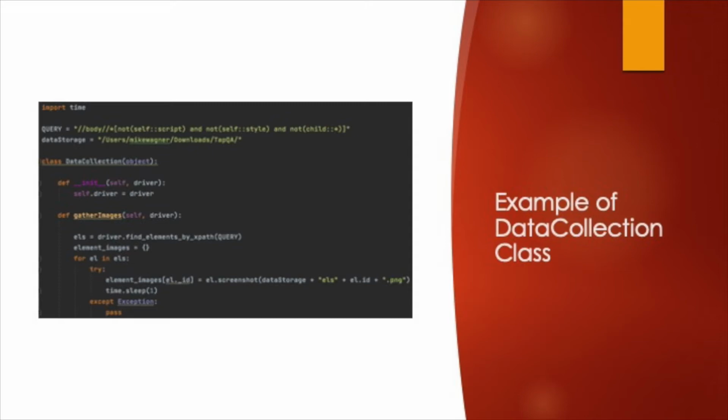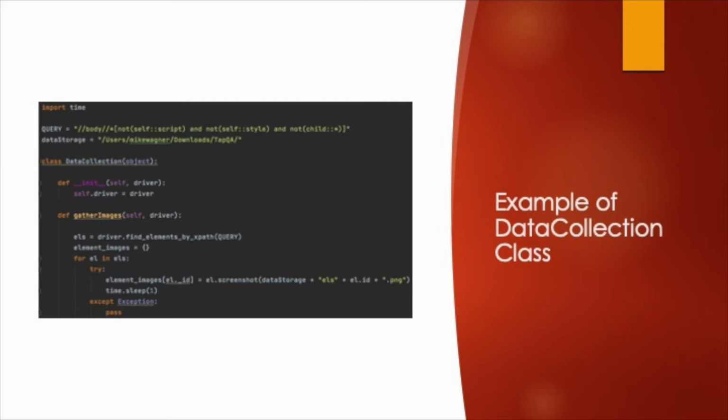At the start of our data collection class, we actually initialize our driver because in this example we are using Selenium. Now we get to the gather images definition. At the top of the gather images definition, we set up our element list, which will use driver.findElements by XPath and pass the query string that we identified at the top. Then we have our element images dictionary.